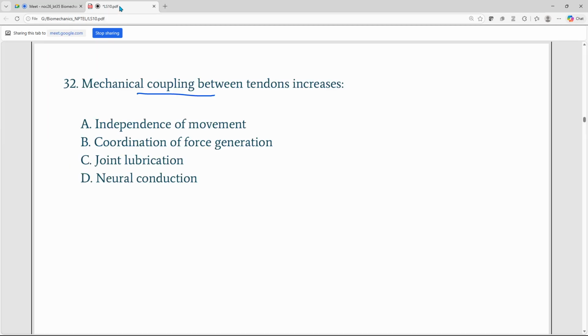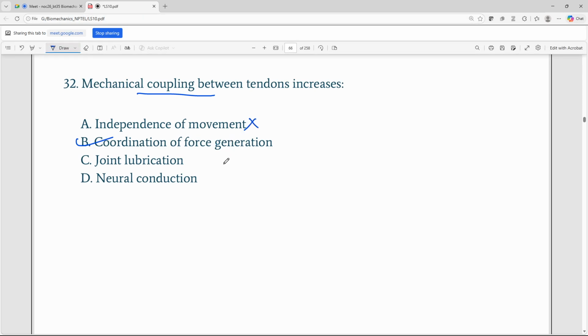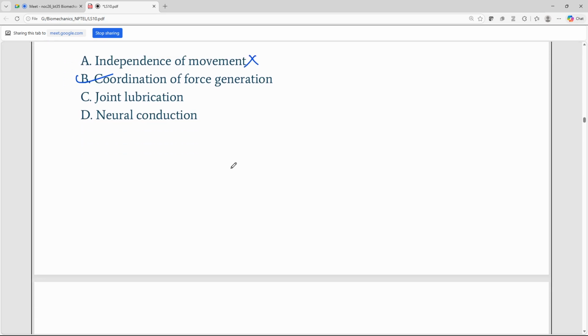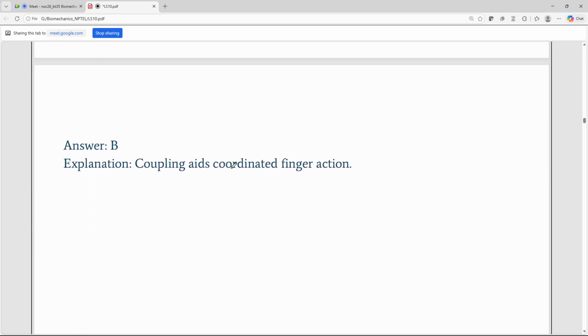The correct answer is option B, coordination of force generation. So we have seen that it is against the independence of movement. The answer is coordination of force generation because coupling aids in coordinated finger action. So the answer is option B, mechanical coupling of tendons aids in coordinated finger action.